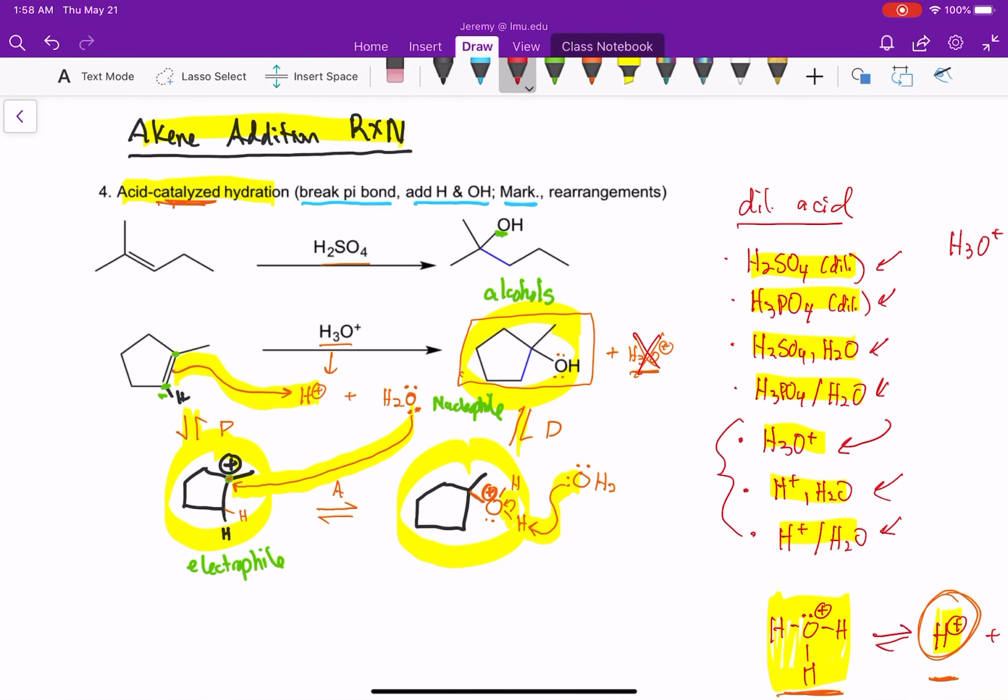All right, so this is the reaction of acid-catalyzed hydration. We are forming an alcohol. So we see that we know the reaction and we know the mechanism.